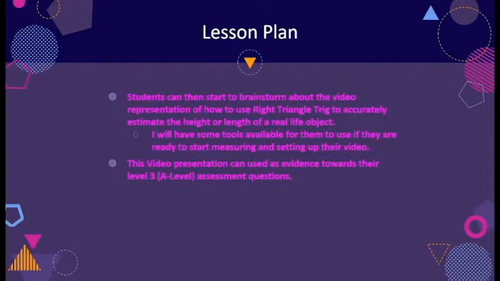So in this, what we came up with is that students can start to brainstorm about a video representation of how to use right triangle trig to accurately estimate the height or the length of a real-life object.